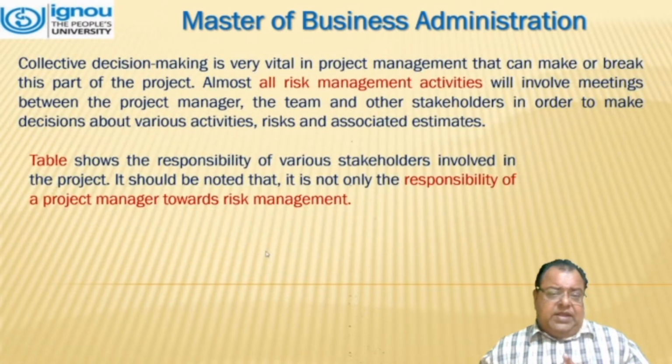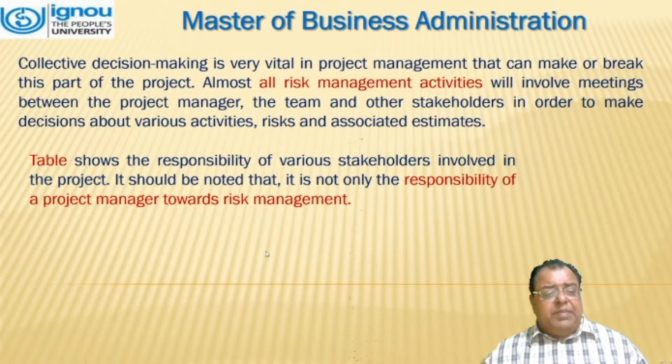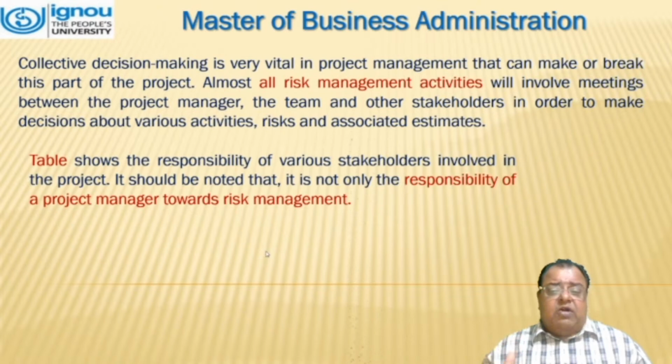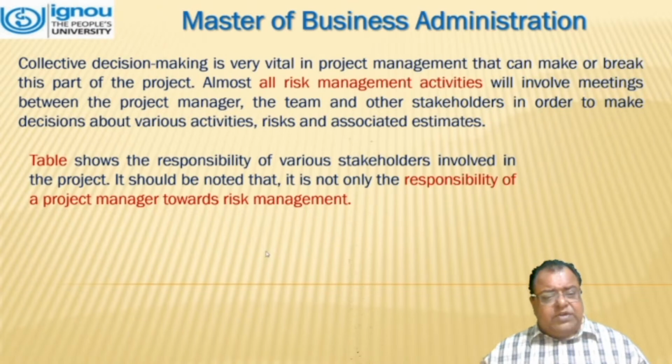Collective decision making is very vital in project management and can make or break this part of the work. Almost all risk management activities will involve meetings between the project manager, the team, and other stakeholders in order to make decisions about various activities, risk, and associated estimates. Now, there is a table which shows the responsibility of various stakeholders involved in the project. It should be noted that it is not only the responsibility of the project manager towards risk management.